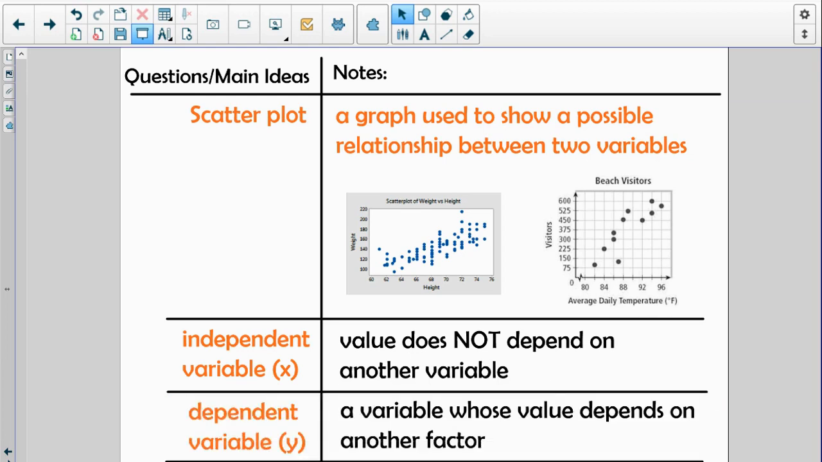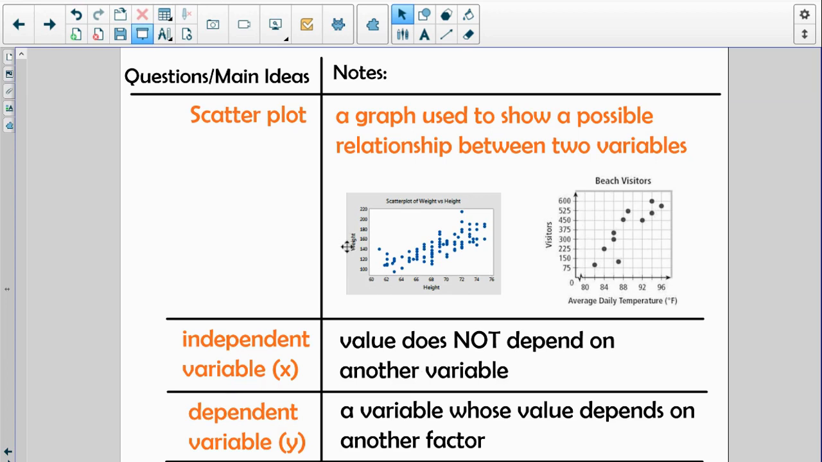Now, the other type of variable is called the dependent variable, and the dependent variable is the y variable in a set of data. It's the variable whose value depends on the other factor, the other variable. For example, we're suggesting in this first scatter plot that a person's weight depends on their height. And in the second example, we're assuming that the number of visitors depends on how warm it is outside.